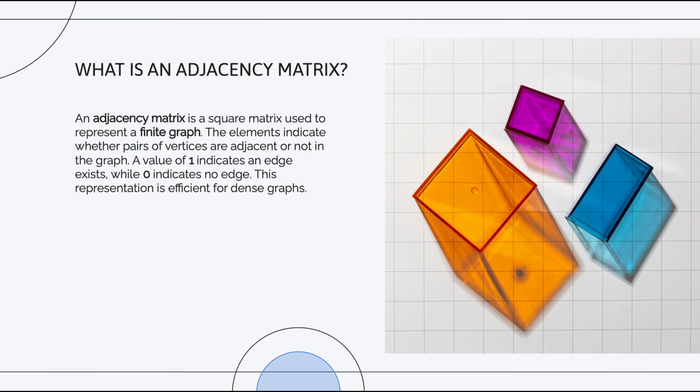What is an adjacency matrix? An adjacency matrix is a square matrix which is used to represent a finite graph. The elements indicate whether pairs of vertices are adjacent or not in the graph. One indicates that an edge exists between two vertices, while 0 indicates there is no edge. This is efficient for dense graphs.